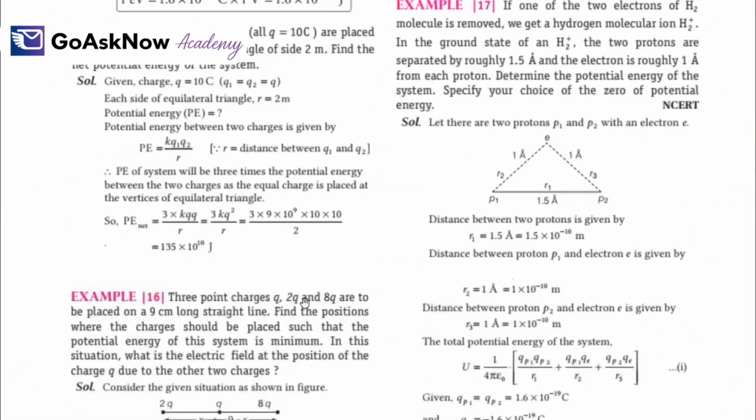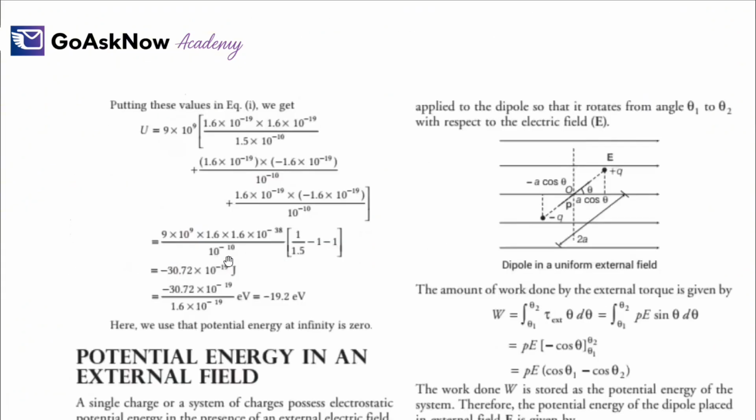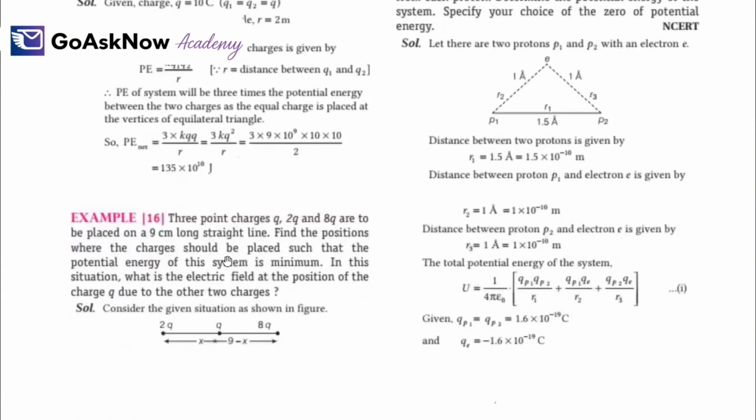Minimum maximum concept can be used here. Okay, so just write the formula of U here, that is the potential energy of the system. You can observe here that the three point charges are placed like this. I have just taken the Q charge in between, and the distance of the 2Q charge from it is x. So the distance of the 8Q charge will be 9 minus x, because the whole distance is 9.